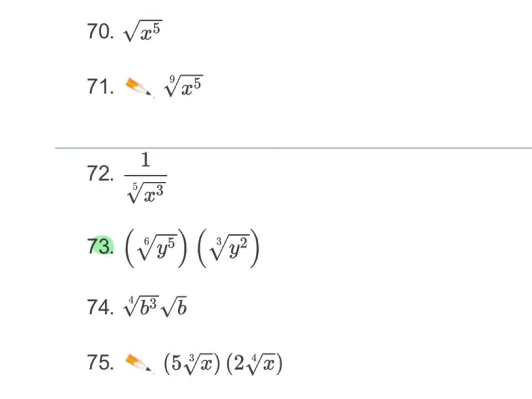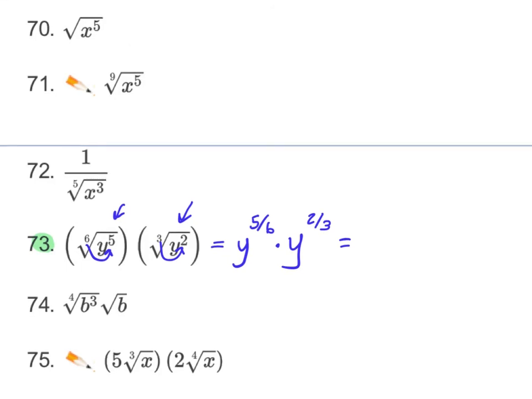Oh my gosh, this one's really hard. Is it? No. There's a couple ways you can do this. I'm going to simplify each one. I'm going to go to rational form first. So I'm going to say that this is y to the 5/6. And this one is y to the what? 2/3. Good.